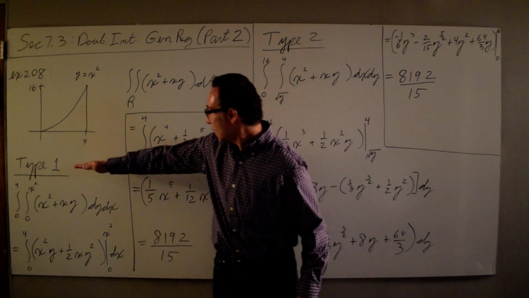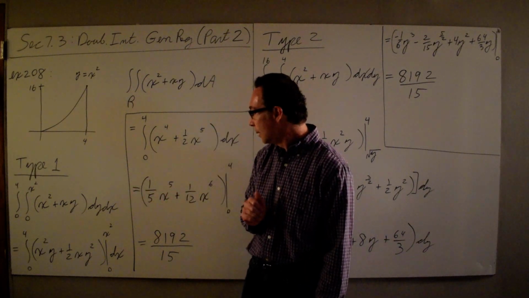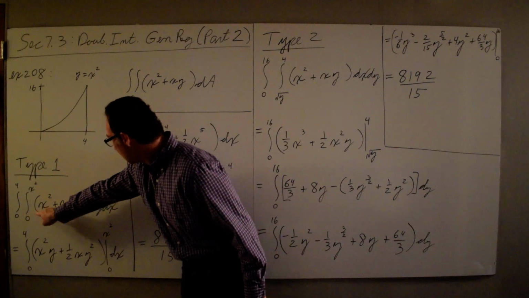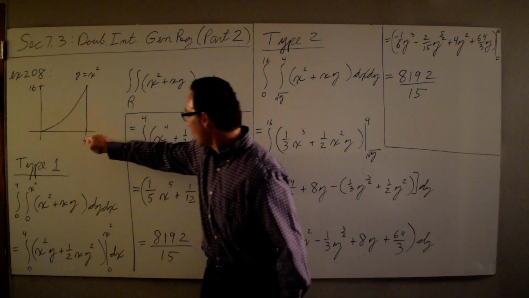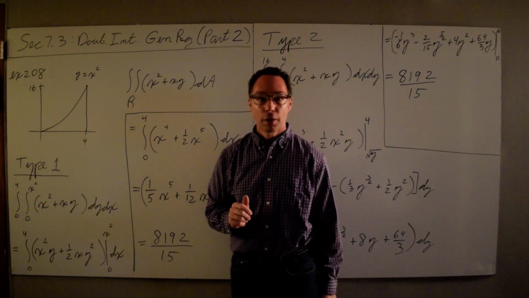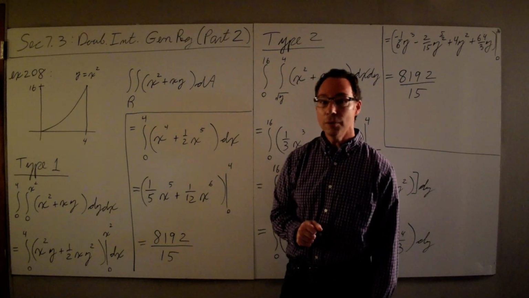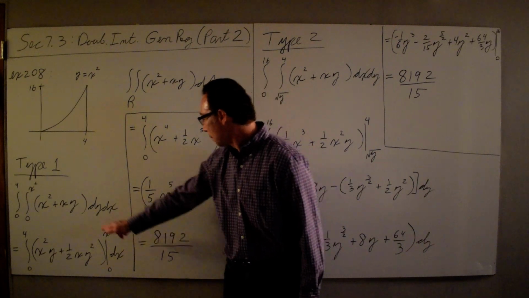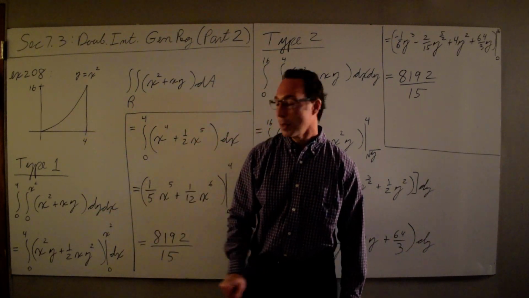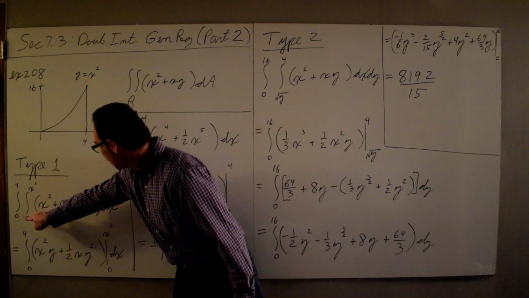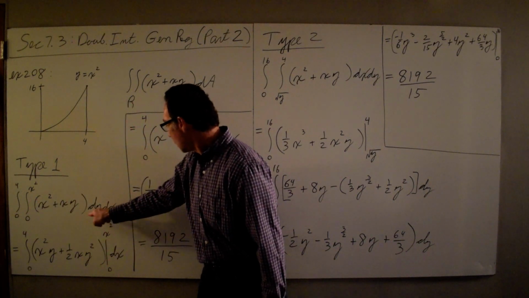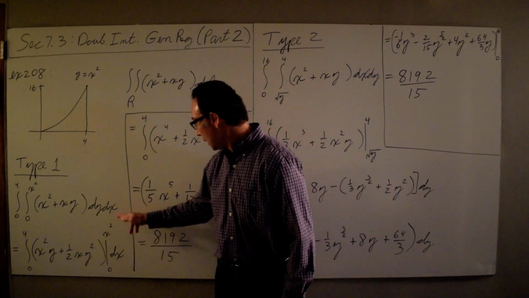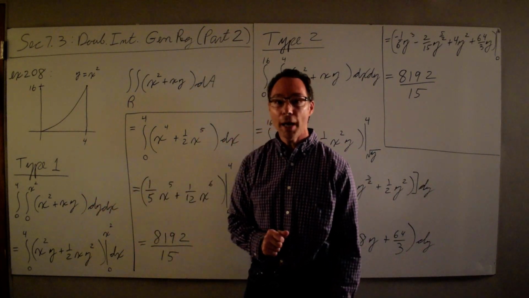And so here we're going to set this up as a type 1 region. And so y goes from 0 up to x squared, and x goes from 0 to 4. And so we've set this up as a type 1 region, integrating our function x squared plus xy dy dx. Because our y limits of integration are 0 to a function of x, we integrate with respect to y first. So we find the antiderivative with respect to y.